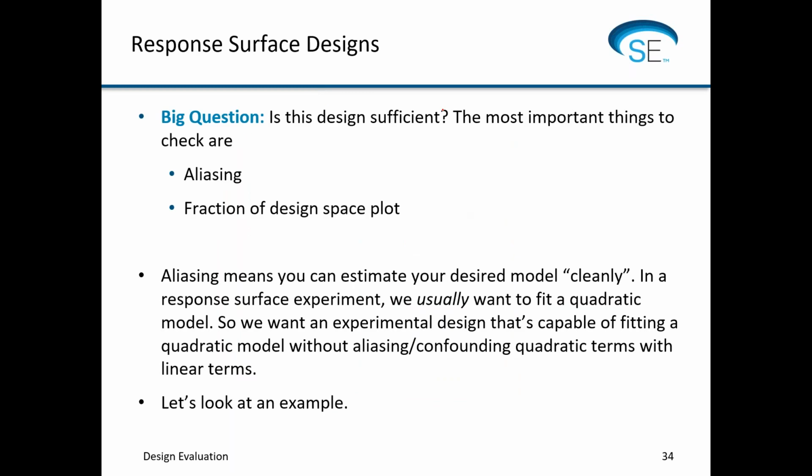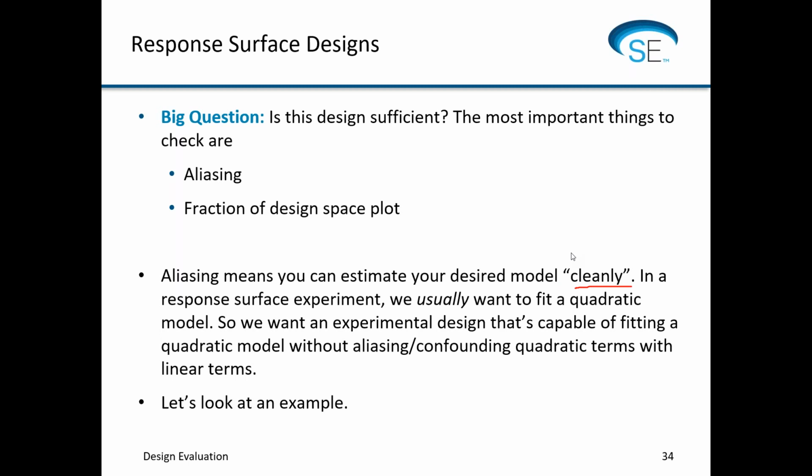The big question is, is this design sufficient? The most important things to check are aliasing and the fraction of the design space plot, which talks about precision. Aliasing means the following: it means that you could estimate your desired model cleanly. In a response surface experiment, we usually want to fit at least a quadratic model. Why? Because that allows us to fit curvature. It allows us to see where's the minimum, where's the maximum, and so on.